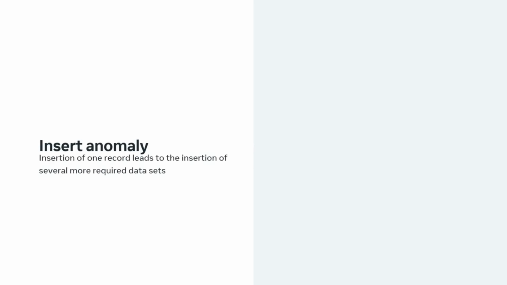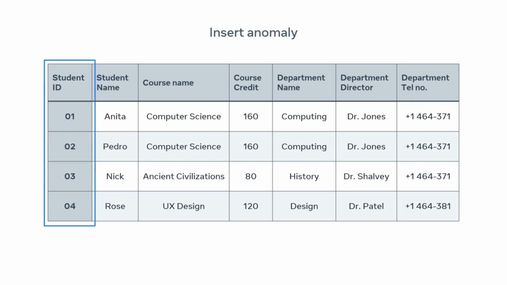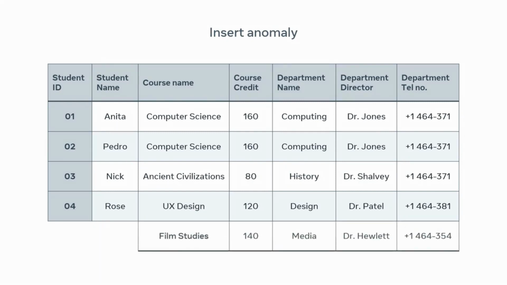Insert anomaly occurs when new data is inserted into a table, which then requires the insertion of additional data. I'll use the college enrollment table to demonstrate an example. In the college enrollment table, the student ID column serves as the primary key. Each field in a primary key column must contain data before new records can be added to any other column in the table. For example, I can enter a new course name in the table, but I can't add any new records until I enroll new students.